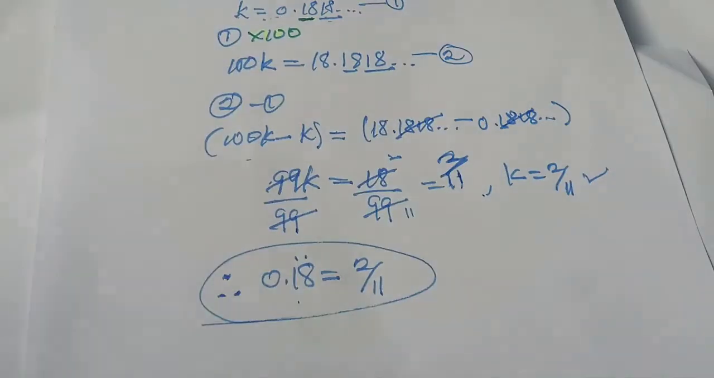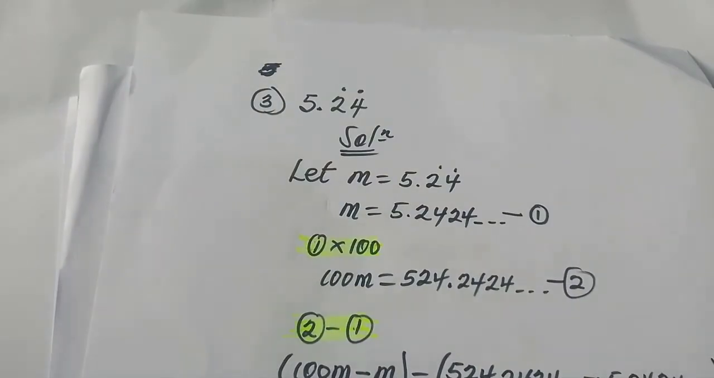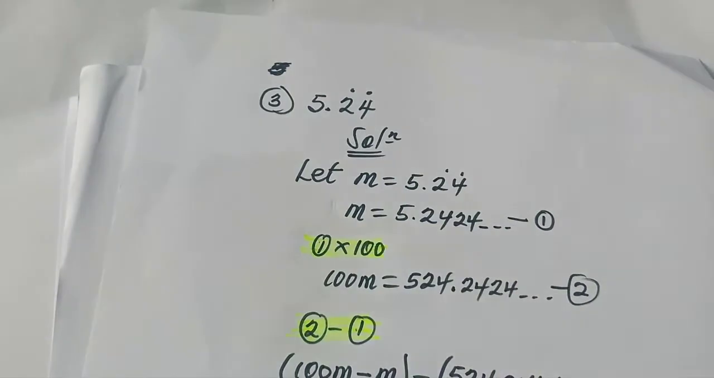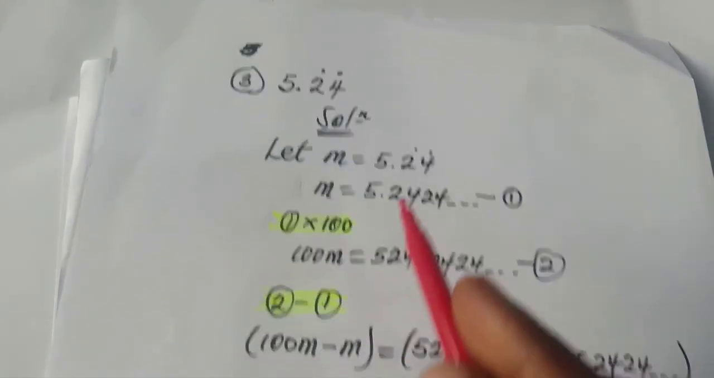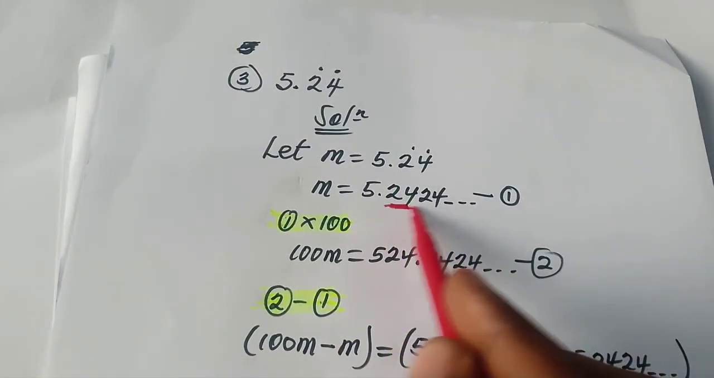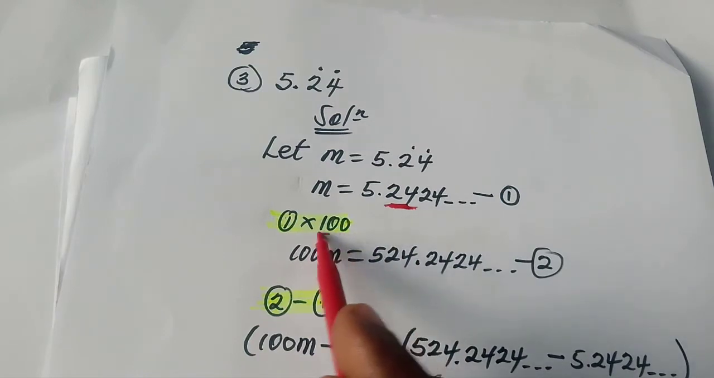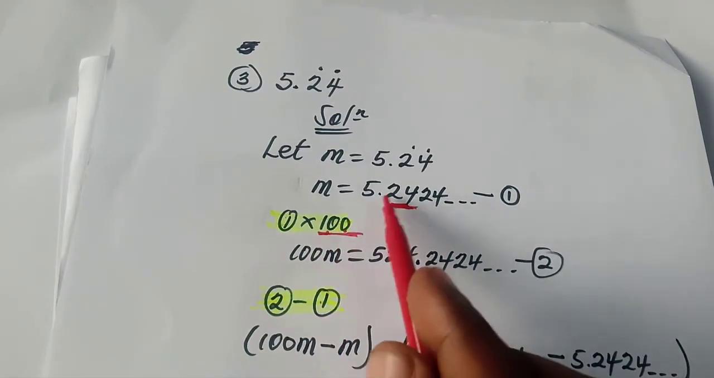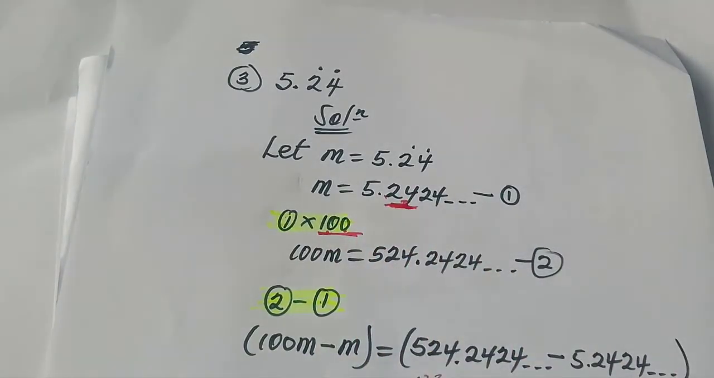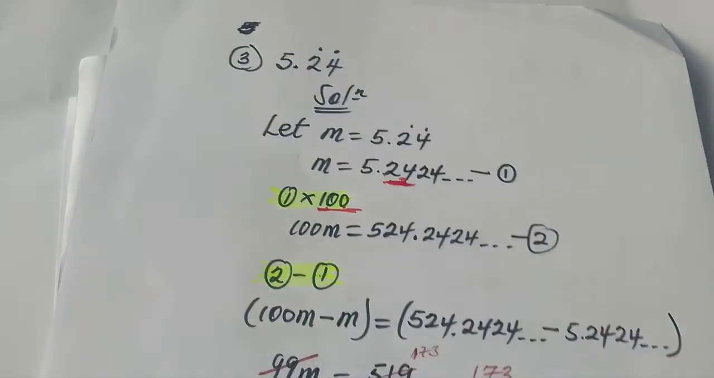Alright, I believe you've gotten it. So you should have something like this. You let m be equal to the recurring decimal, you write your first equation, you check the repeating pattern, it's in two digits, so you multiply the equation by what? 100. Two zeros, two digits. All right, then you get the second equation.